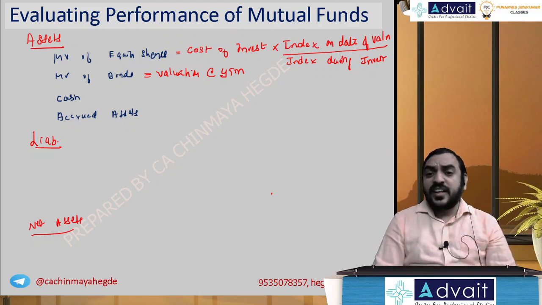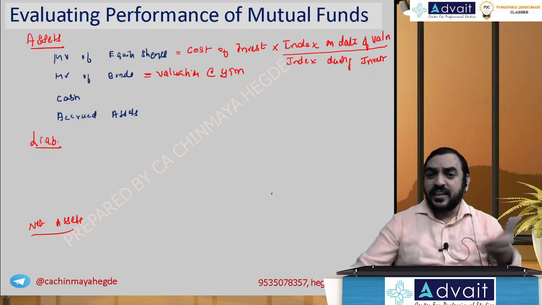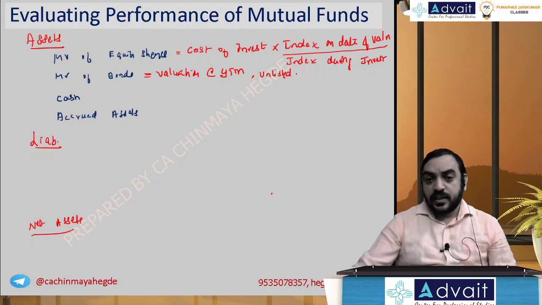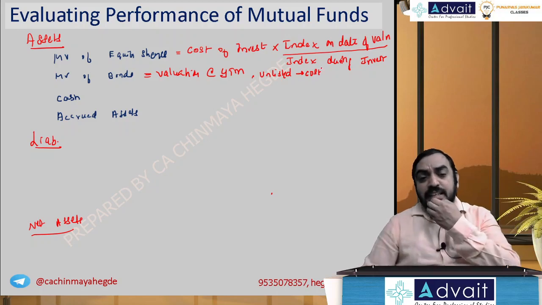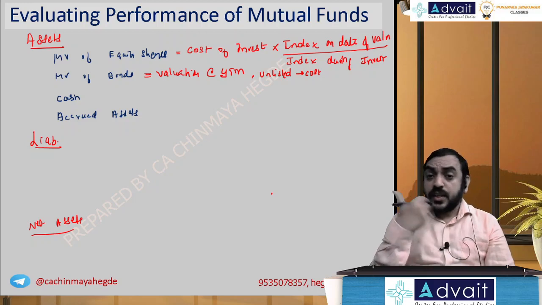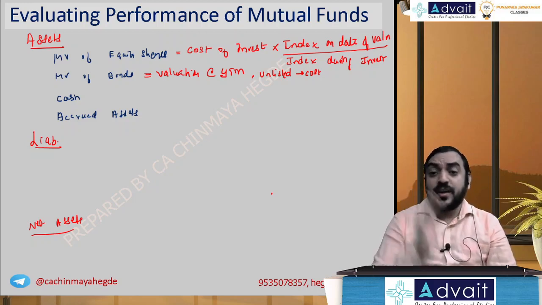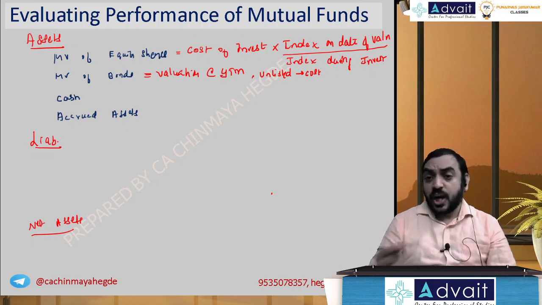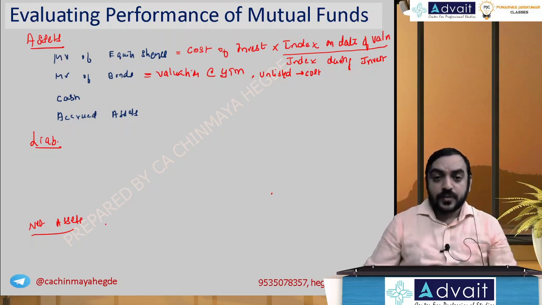Sometimes they will tell you it is unlisted. If it is unlisted, then we will take it at cost, can't help. And sometimes they will not give the maturity period. If the maturity period is not given, then how are we going to calculate?